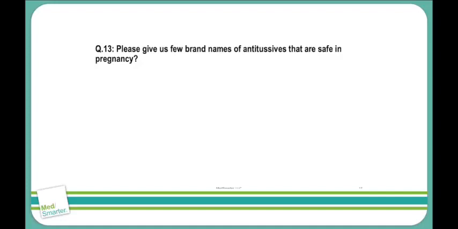Please give us a few brand names of antitussive, steroid safe in pregnancy. Vicks and dextromethorphan, that's cough cold.